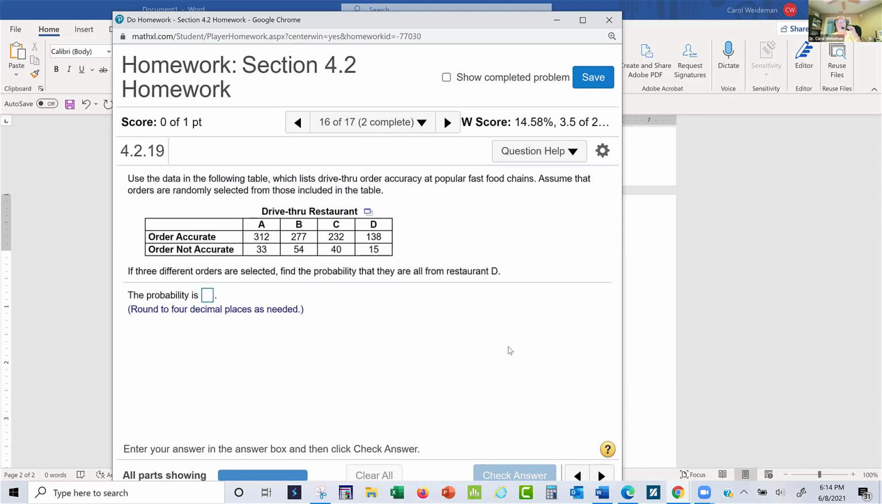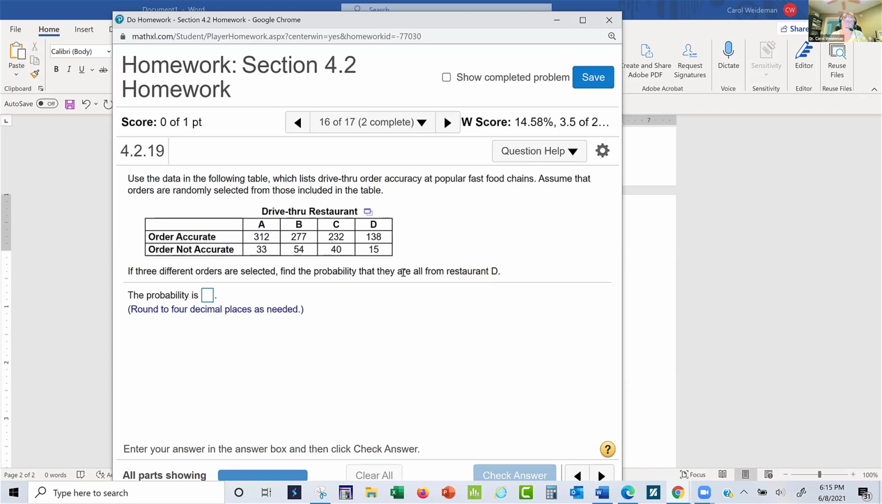I'm not going to do the whole problem, but it's going to be just like the one we did before. In this case, because they didn't tell you if you're sampling with or without replacement, you're going to assume you're sampling without replacement. It says if 3 different orders are selected, find the probability they're all from restaurant D. So the first time you go in, you just keep decreasing the numerator and the denominator as you go along. Yes. Perfect, because it's exactly the same as the one we just did.